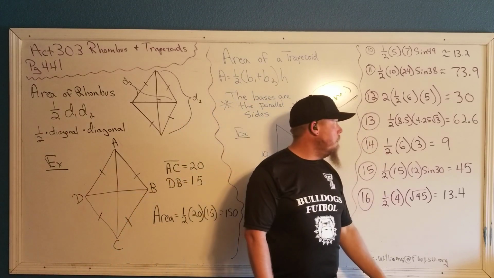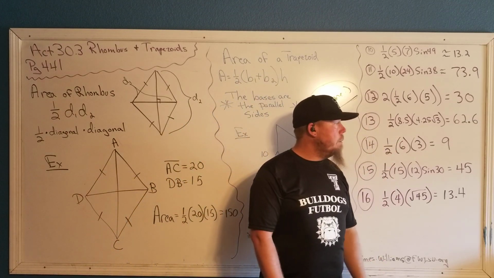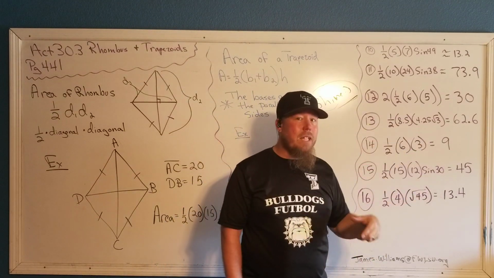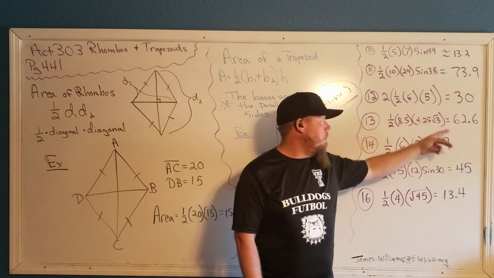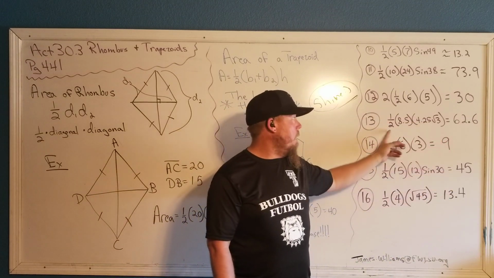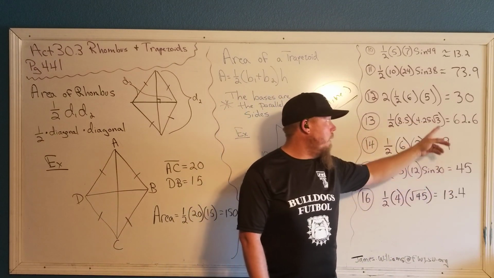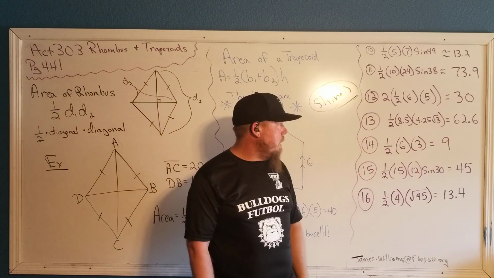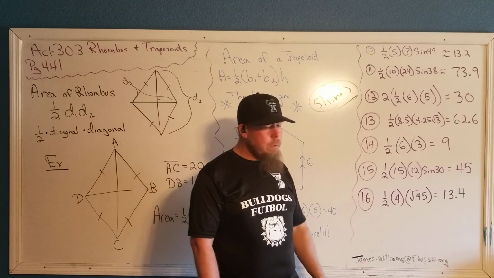Number 13 is an equilateral triangle with side lengths of 8.5. Keep in mind when you find that height, it's going to be half the side times the square root of 3, so 4.25 times the square root of 3. You multiply it all out, you get 1/2 times 8.5 times 4.25 times the square root of 3, and you get 62.6.